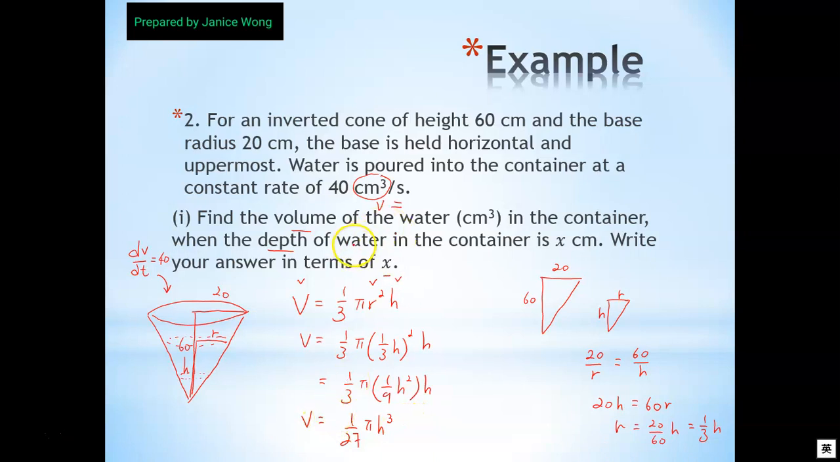The question asks for the volume when the depth of the water in the container is x. So it means h equals x. Substitute h equals x, then we get the volume, which equals 1 over 27 pi x cubed. This is the answer for part 1.